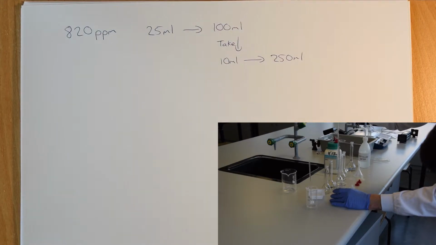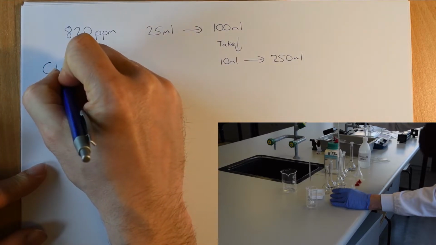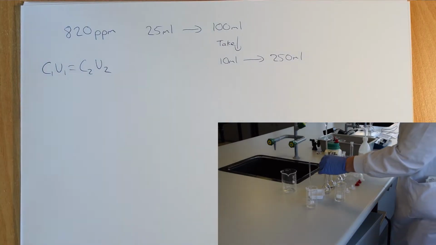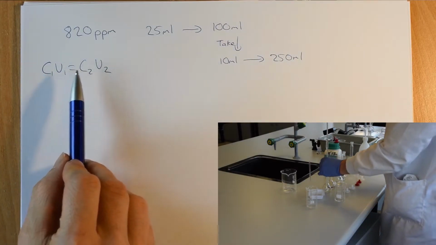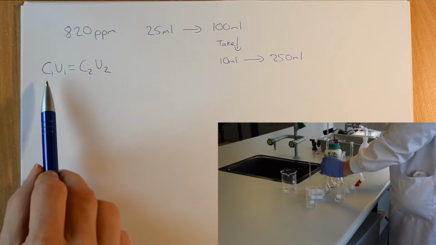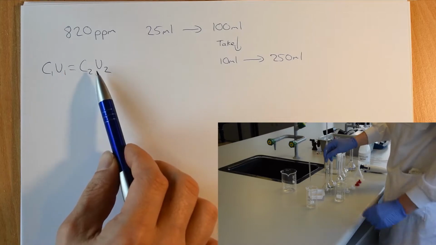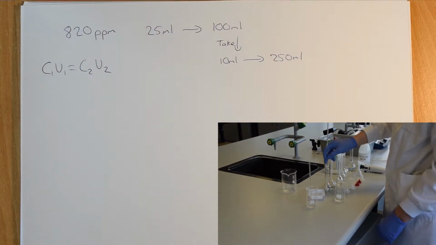So this all comes back to the fact that C1V1 is equal to C2V2. Concentration times volume has to be equal to the new concentration times the new volume, because concentration times volume is the amount of material in a solution. And when you dilute it, you don't change the amount of stuff that's dissolved in there.